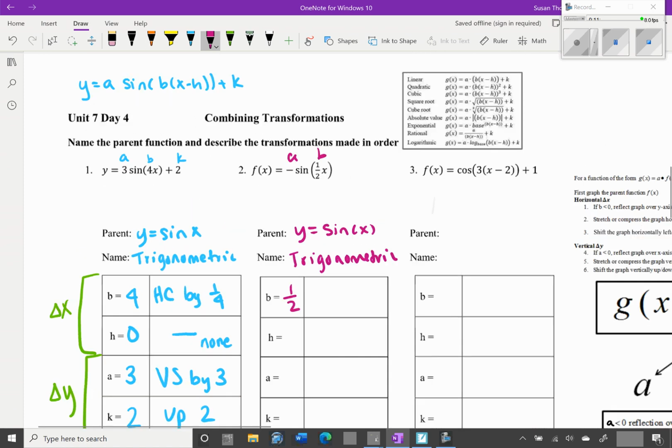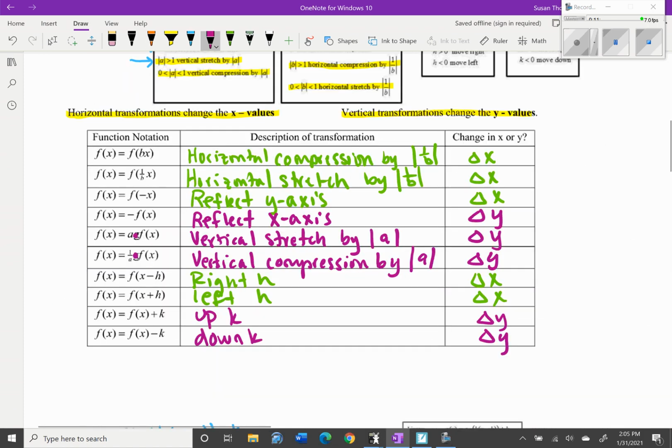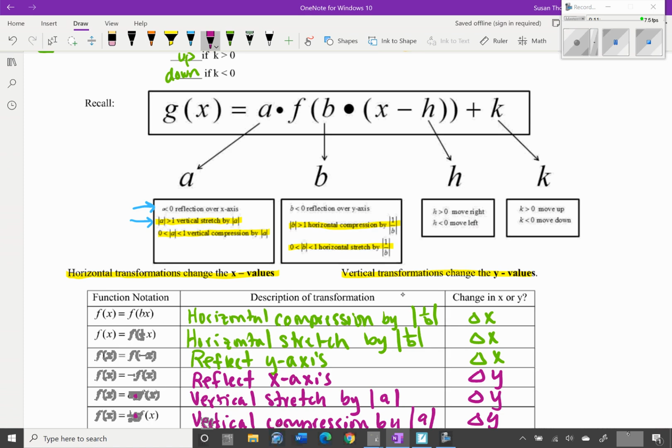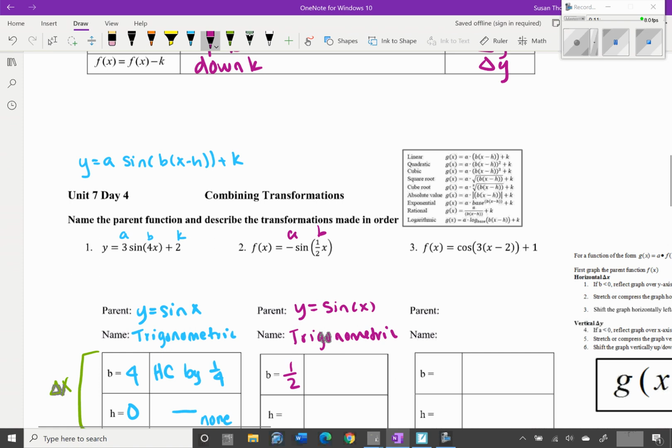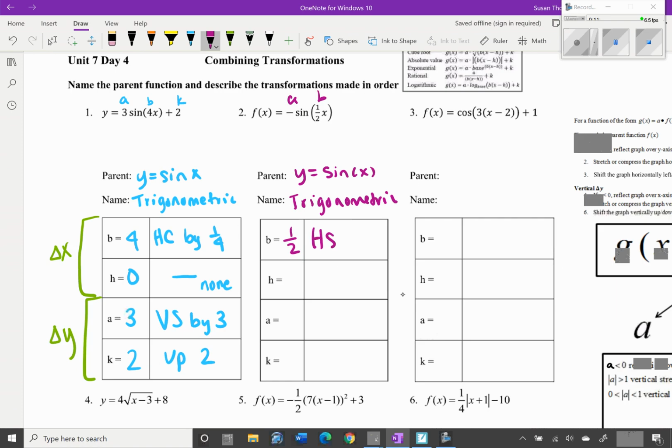So again, if you go back to your graphic organizer, b is not less than 0, so we're not reflecting. But in this case, the absolute value is in between 0 and 1, so that means it's going to be a horizontal stretch by 1/b. So that means this is a horizontal stretch by, and what's 1 divided by 1/2? Well, keep, change, flip. So that gives us 2, so horizontal stretch by 2. Your h, if it's not there, is 0, so that means there's none.